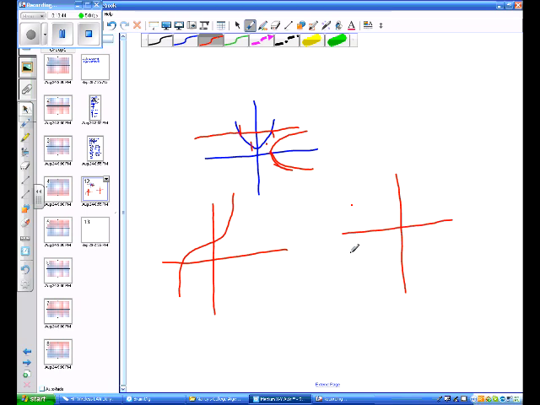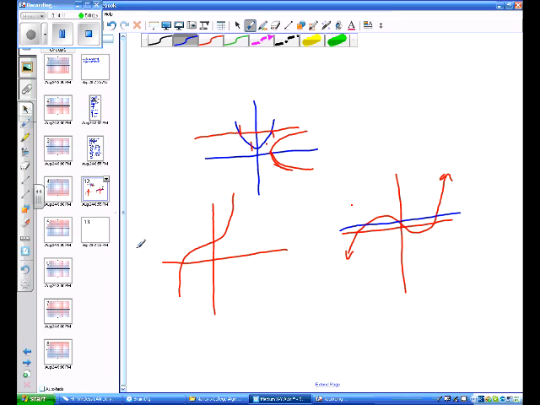If we had this as our function, this is a function, but its inverse is not a function because if we did the horizontal line test, we're going to cross the graph in more than one place. And so what we have to do sometimes is then limit the domain on the inverse.